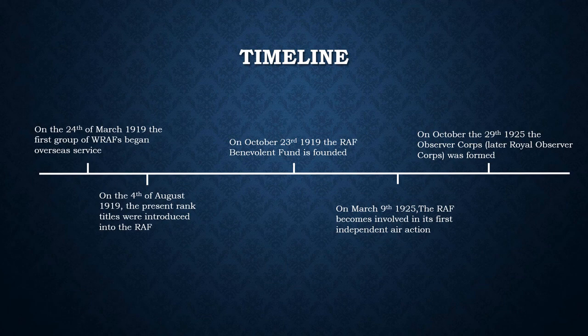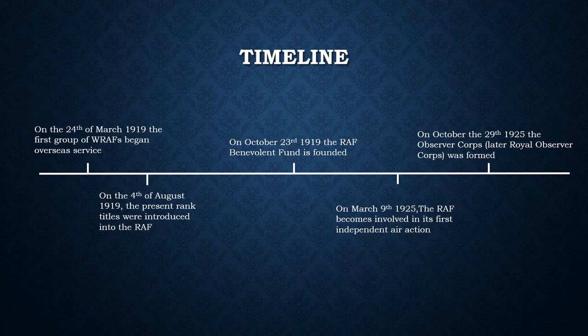So then, on the 4th of August 1919, the present rank titles were introduced into the RAF by the Air Ministry organisation. As I said, you will learn a lot more about rank titles in the coming weeks. On October the 23rd, 1919, the RAF Benevolent Fund is founded by Lord Trenchard, who we mentioned earlier, which focuses on looking after all serving and former members of the RAF as well as their partners and dependent children. On March the 9th, 1925, the RAF becomes involved in its first independent air action in India.